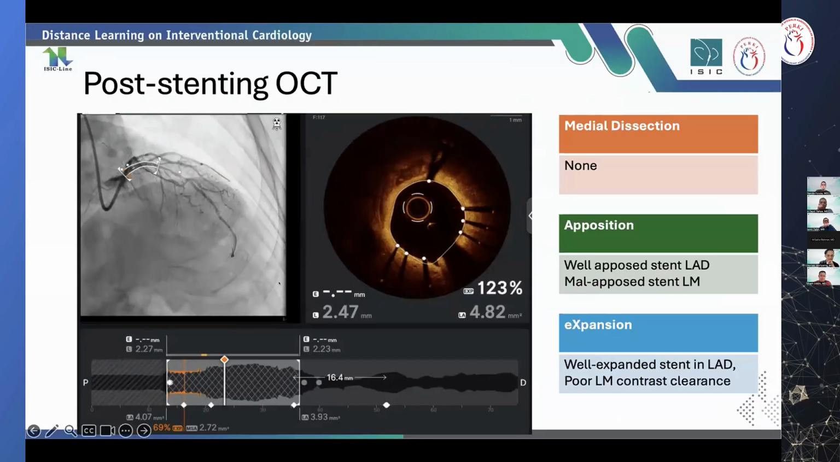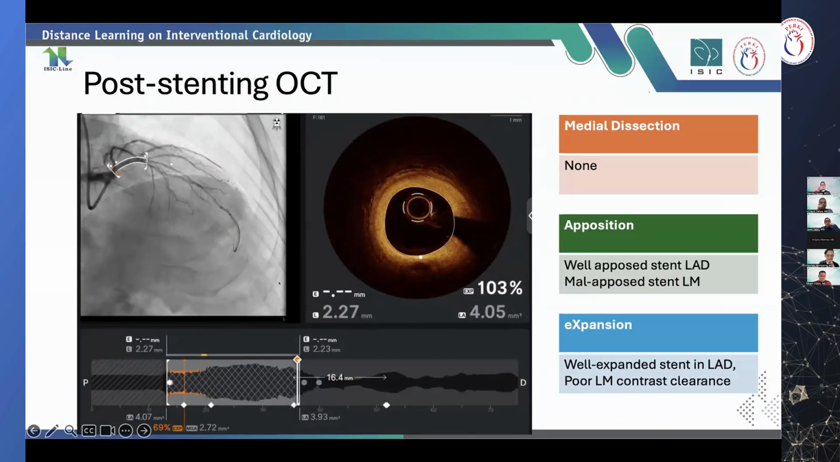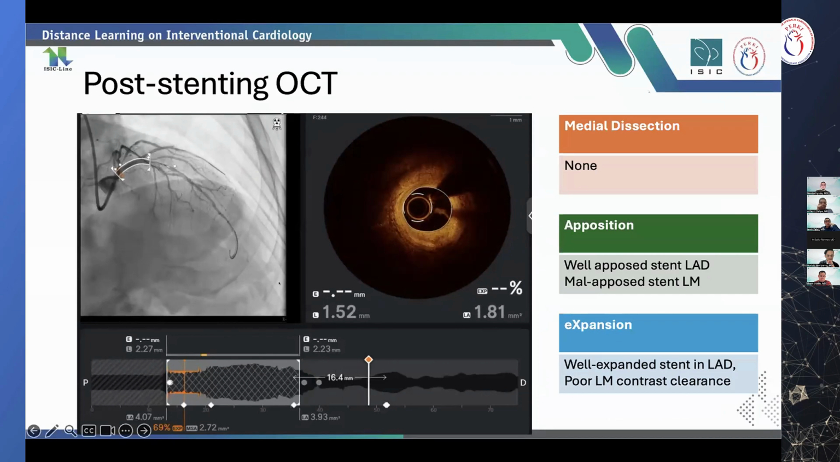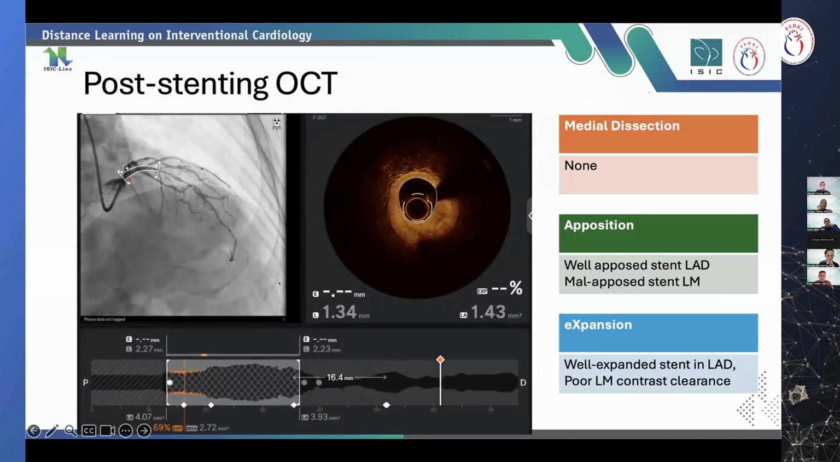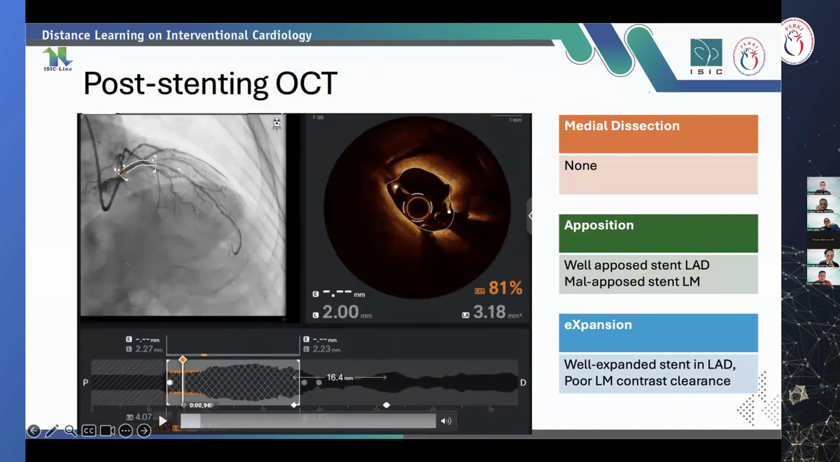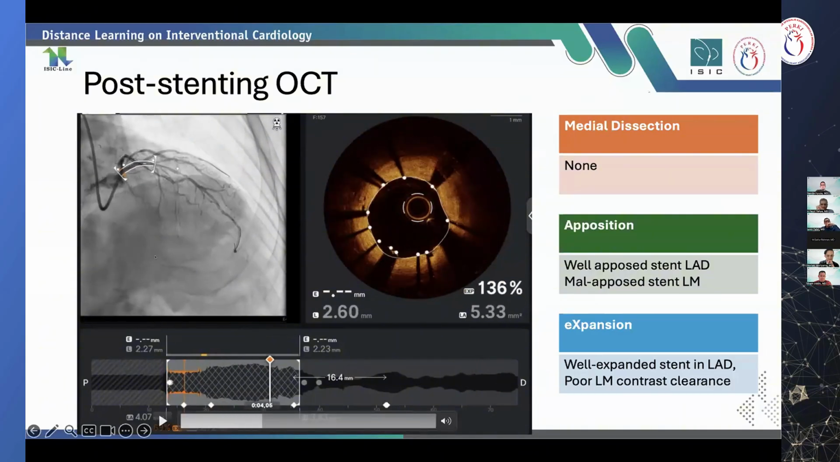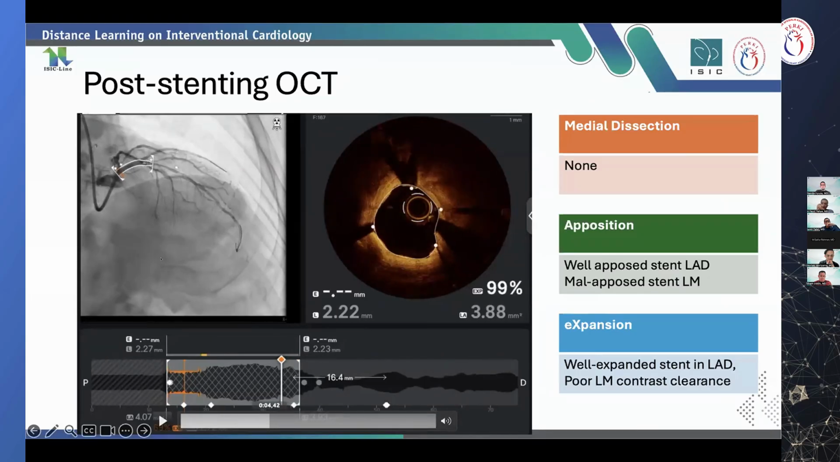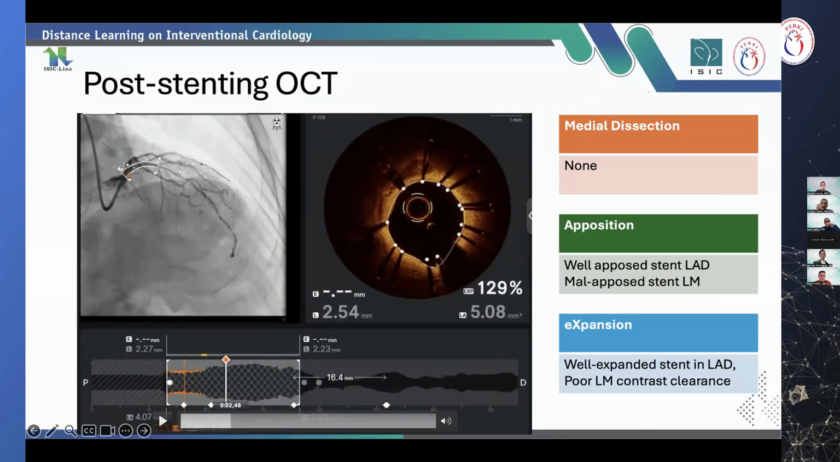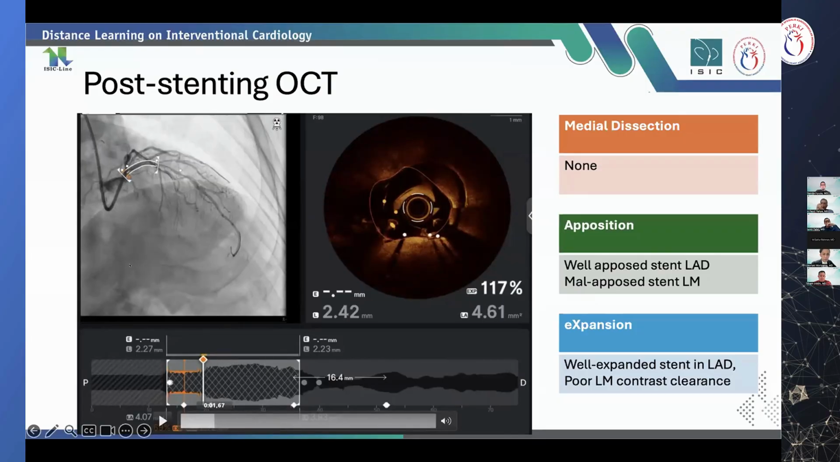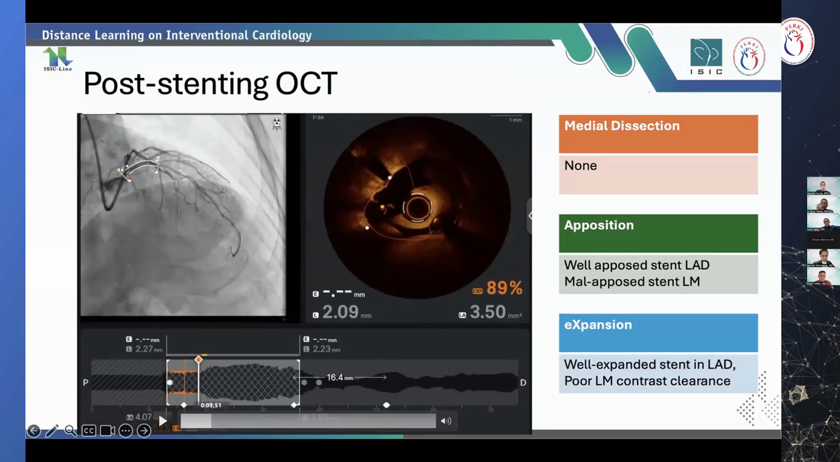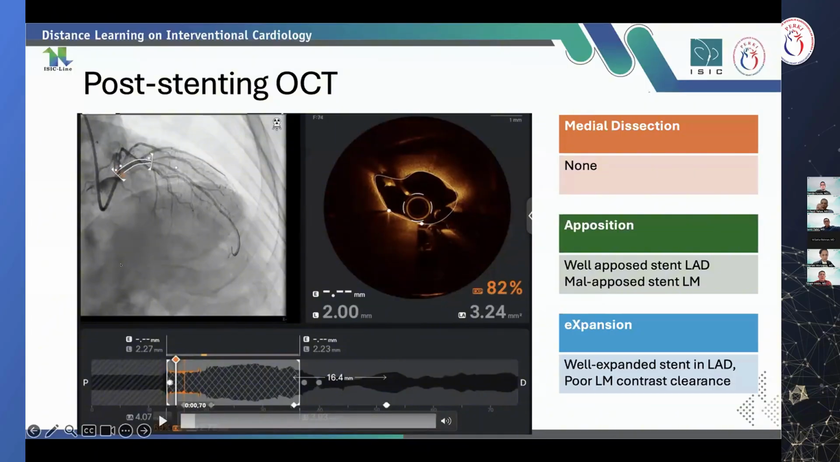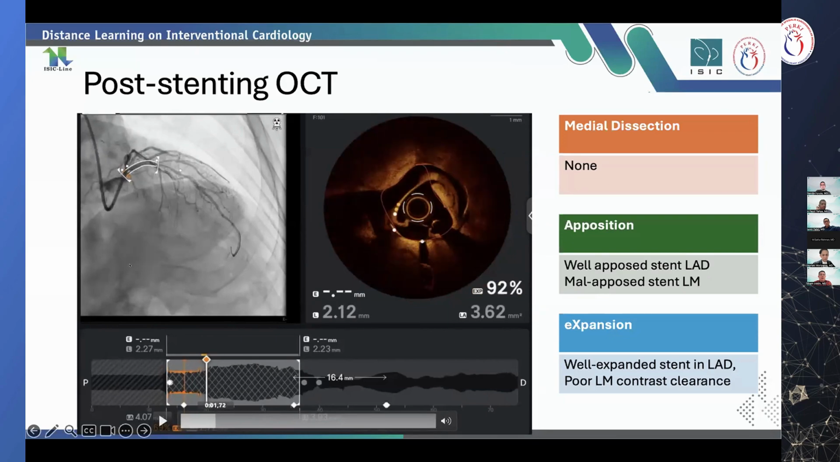Again, we performed the post-stenting OCT to make sure our stent is optimal. There were no medial dissections at the LAD. The stent was quite well opposed in this LAD area. However, you can see from this view, closer to the left main, the contrast clearance was suboptimal in the left main area, which is most likely due to the short left main here. And we can see clearly the stent expansion, or the stent tends to be malopposed in the left main area.